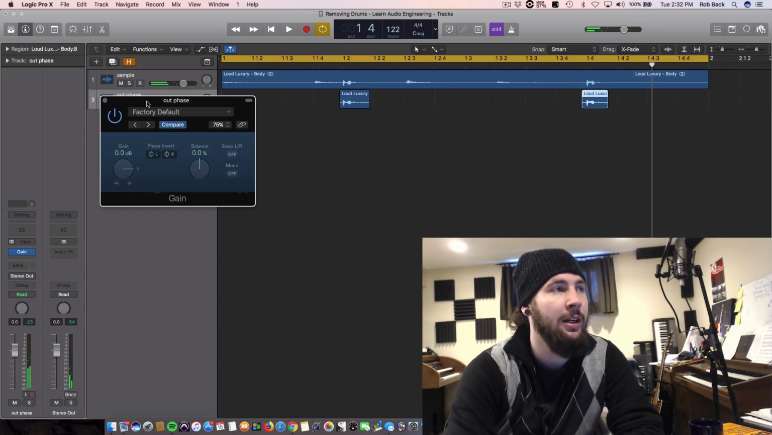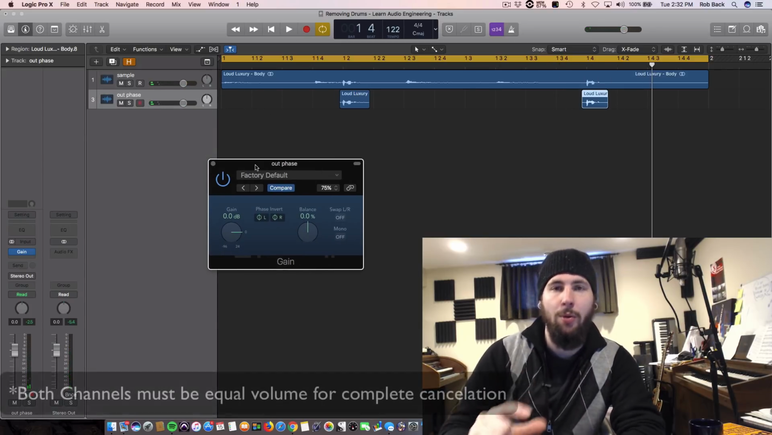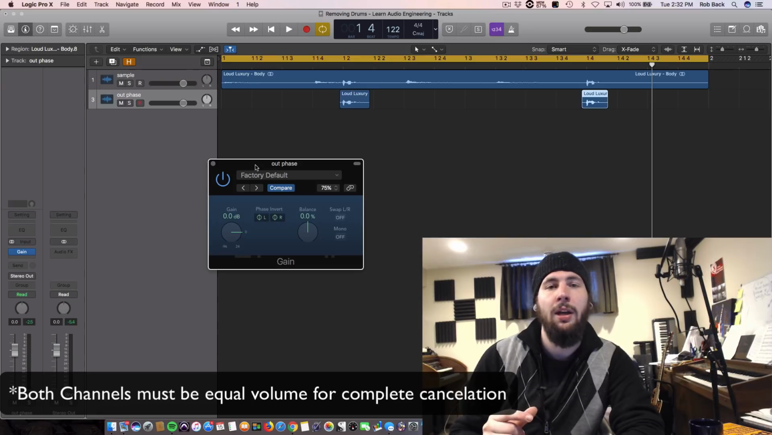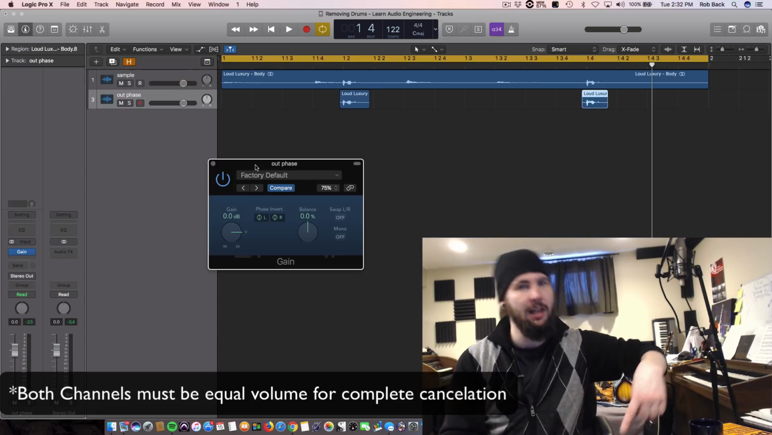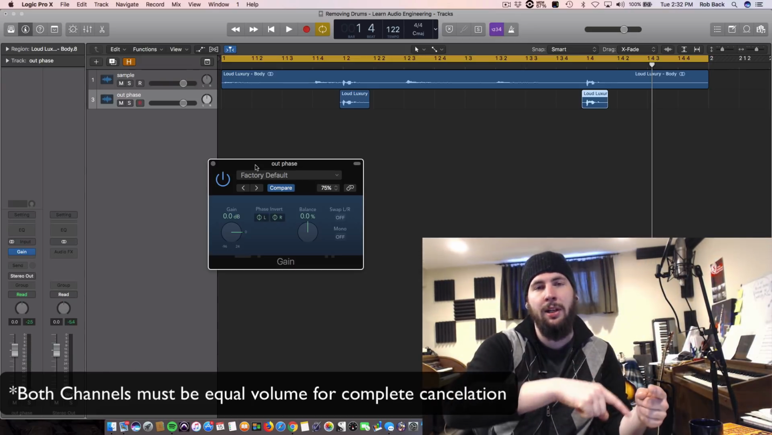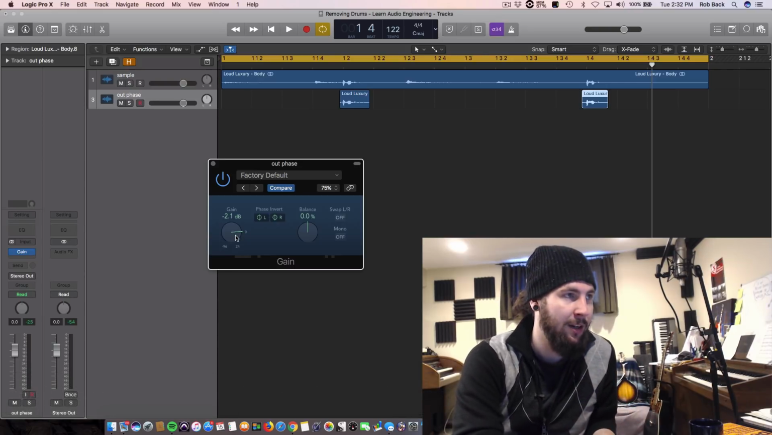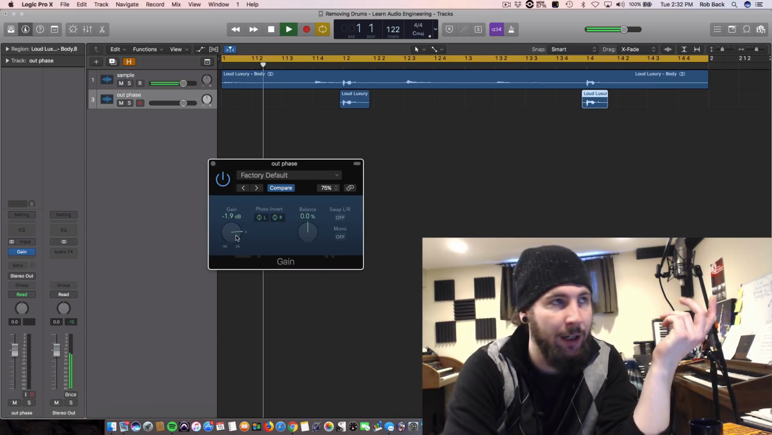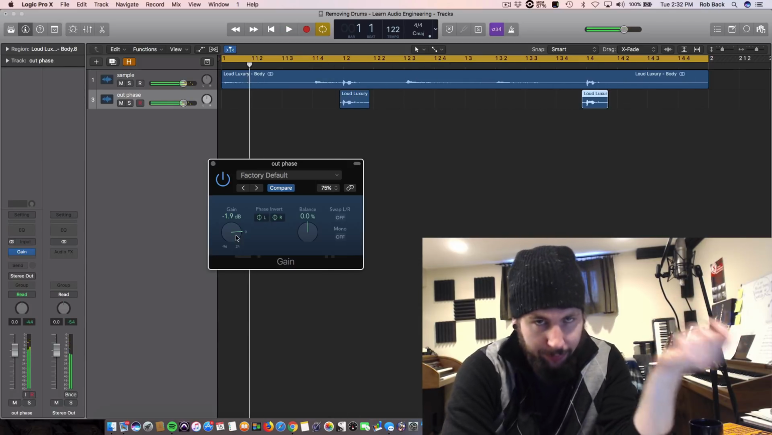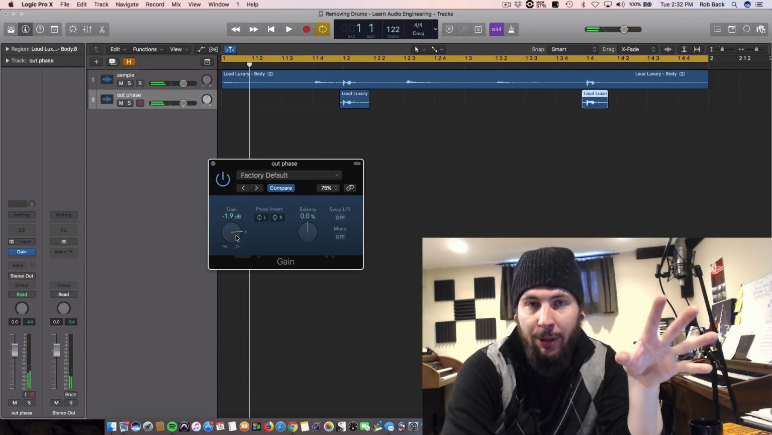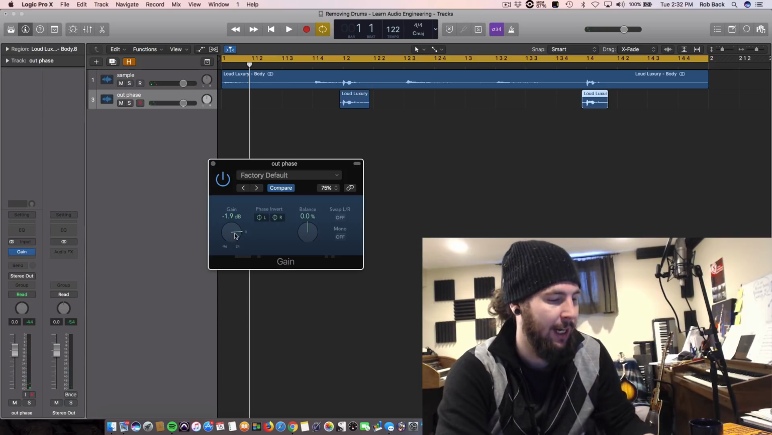So what's happening here, this only works if both channels are at equal volume, because whenever the first one is sending a positive wave, the other one now is canceling it out with a negative wave. So if our gain on the second track was like 2 dB quieter, the snap would be quieter, but it wouldn't be completely canceled out.